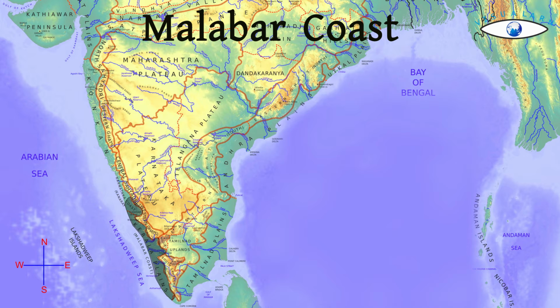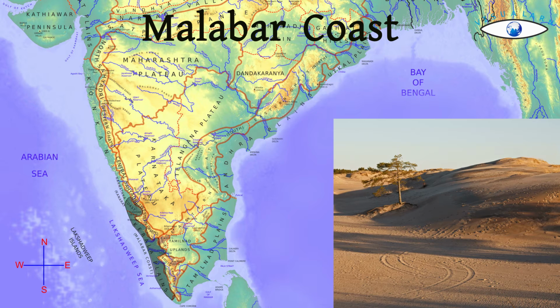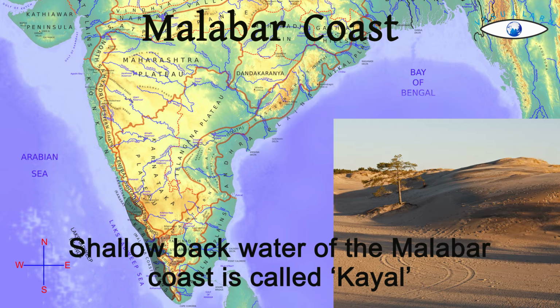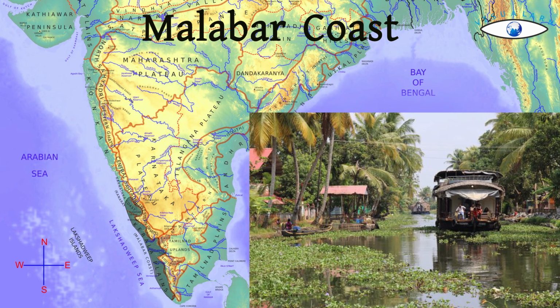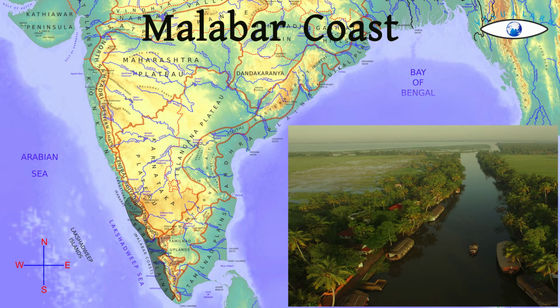Malabar Coast is characterized by sand dunes. Along the coast, there are numerous shallow lagoons and backwaters called Kayals. Vembanad and Ashtamudi are the important lagoons of the Malabar Coast. The coast shows evidence of emergence.